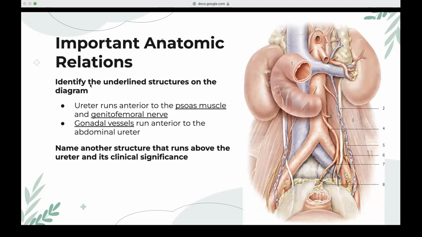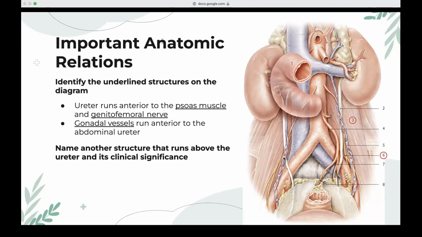Can you identify the underlying structures on the diagram? Where's the psoas muscle? What number? I think by the end of this session, you should have the psoas muscle memorized. Exactly, 3. Genitofemoral. What is the genitofemoral? Which number? Should be posterior. I think number 6. Exactly, so 6. You can see how it runs posteriorly.